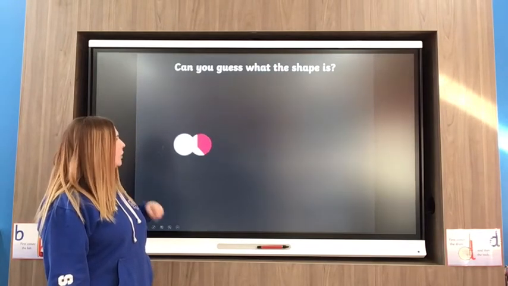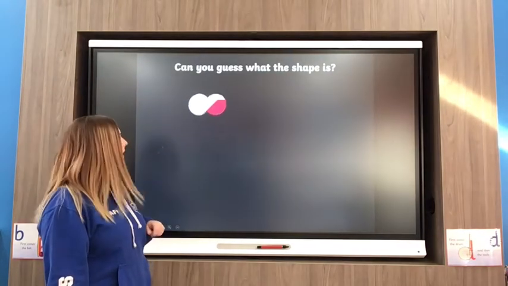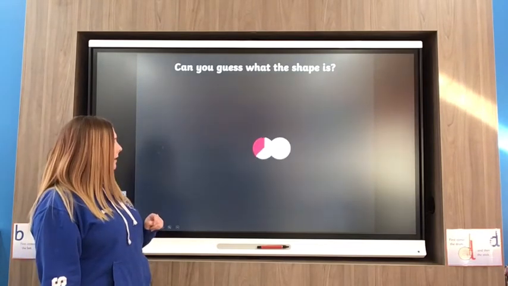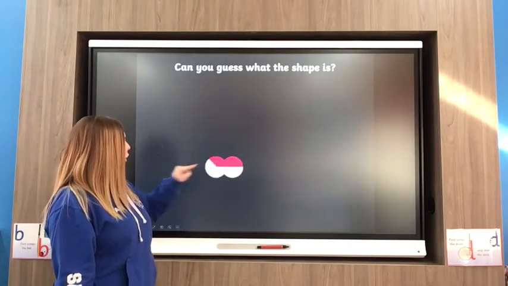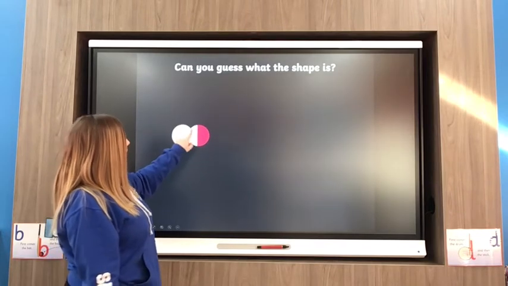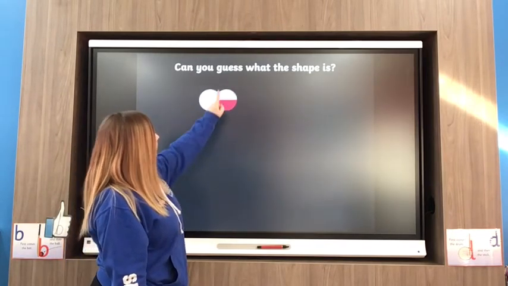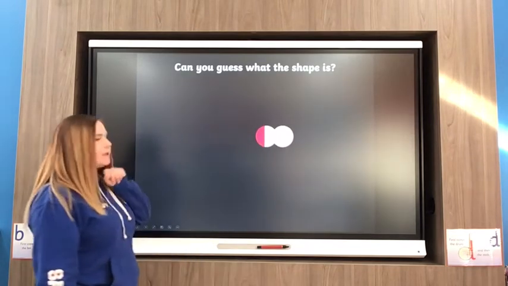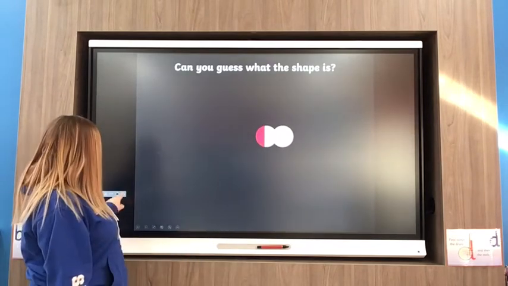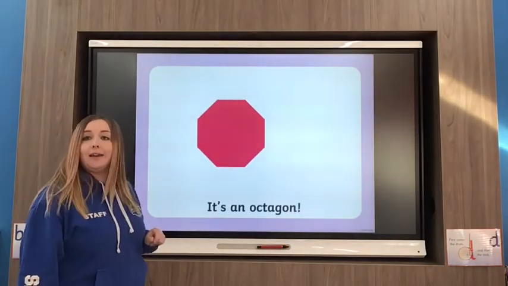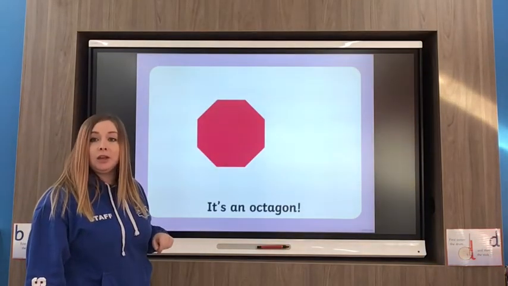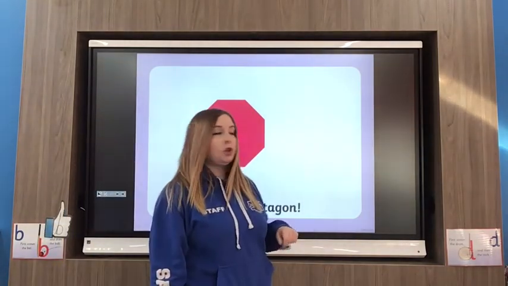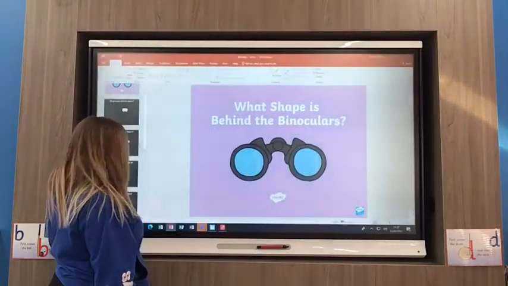Ooh, okay, so this one's got lots of sides. They're all straight. Let's have a count. 1, 2, 3, 4, 5, 6, 7, 8. What do we call an 8-sided shape? An octagon. And I'm going to stop there. Well done if you managed to name all of those shapes.